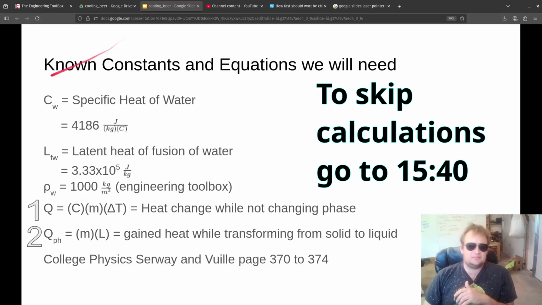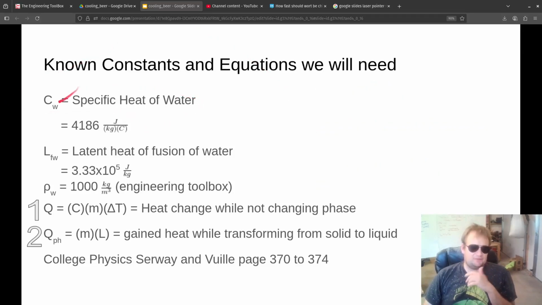One of the first constants we need is the specific heat of water, obviously, and that is defined as 4,186 joules per kilogram Celsius. The second value we need is the latent heat of fusion of water, which is 3.33 times 10 to the 5 joules per kilogram. We also need the density of water, which is 1,000 kilograms per meter cubed. Got that from the Engineering Toolbox.